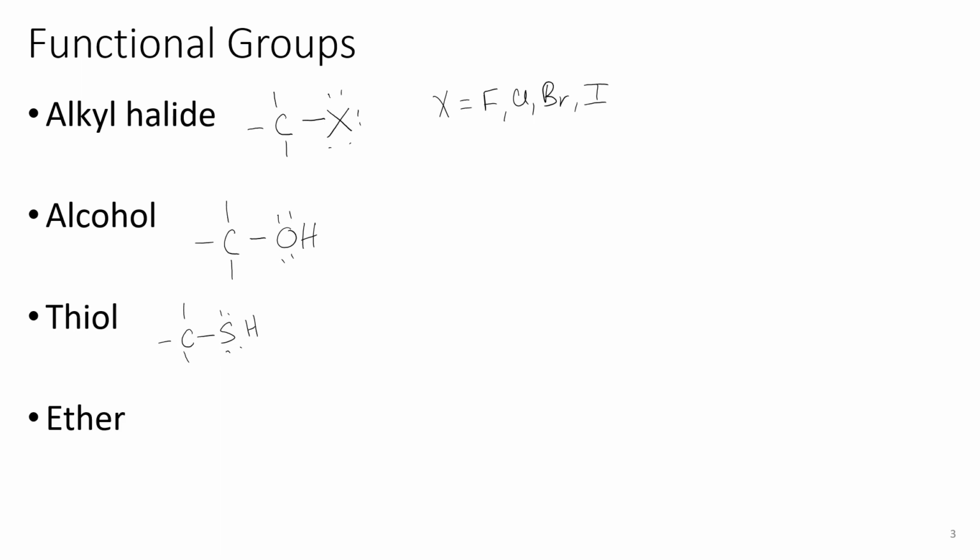The next is going to be an ether. In an ether, we have carbon that is going to be bound to an oxygen, but that oxygen is going to be bound to a second carbon atom as well. So in ethers, we have oxygen atoms sandwiched in between 2 carbon atoms, and this is an ether.